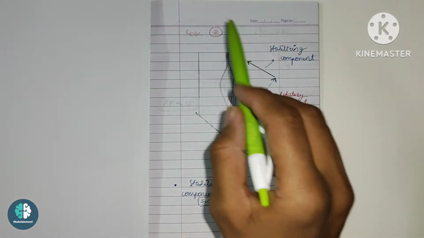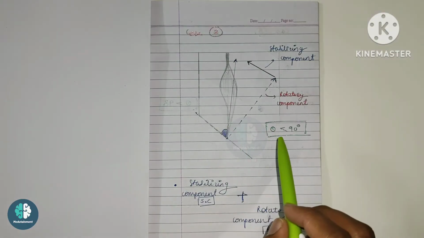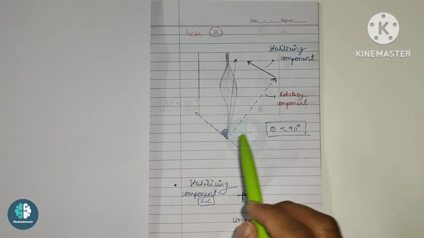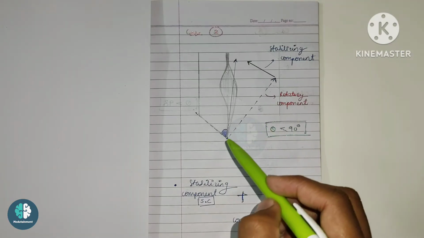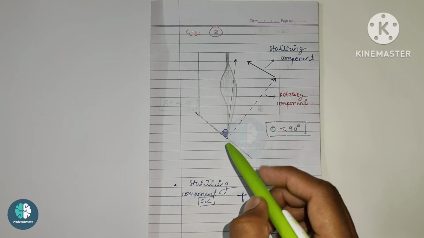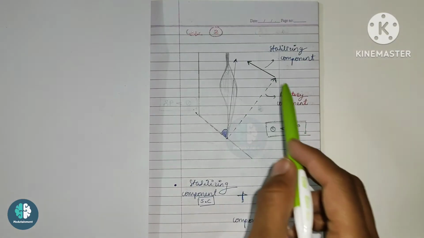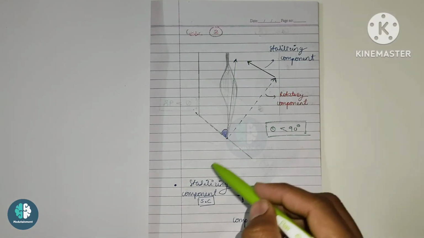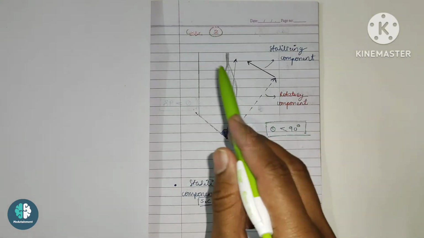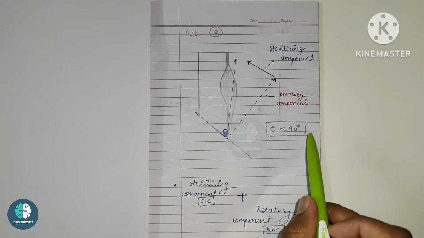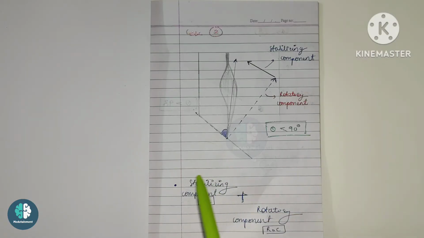The next case in the angle of pull is this, having theta less than 90 degrees, which is forming an acute angle. So here we have two components. One is the rotatory component and the next one is the stabilizing component. So here we are having theta less than 90 and we are having the sum of the stabilizing and the rotatory component.